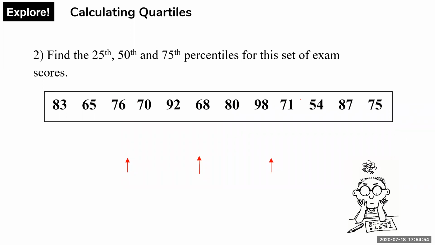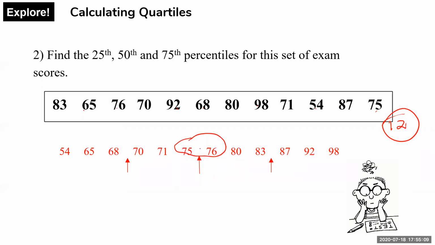Now, so order the data set first. Okay, and note 1, 2, 3, 4, 5, 6, 7, 8, 9, 10, 11, 12. So you have 12 data points, which is even, right? So two numbers are going to sit at the center. So we are going to add them and divide by 2, and that will give us our 50th.